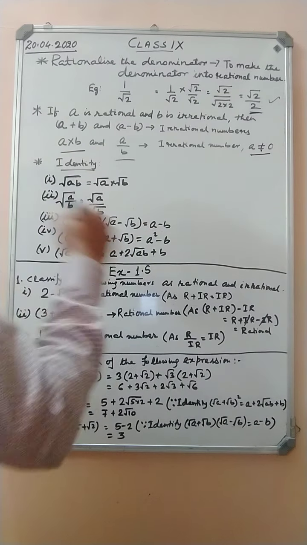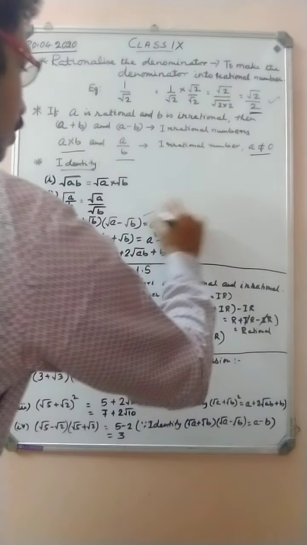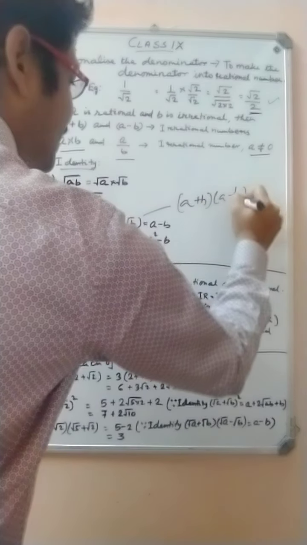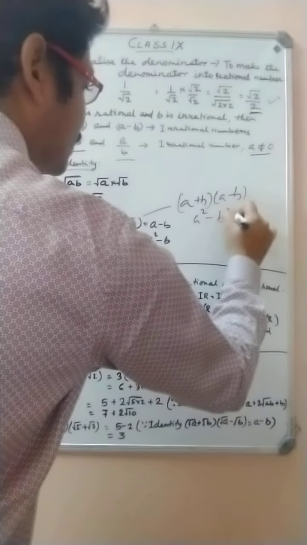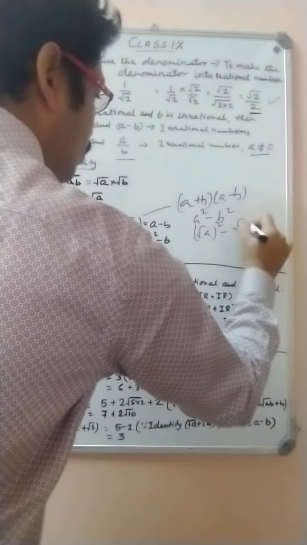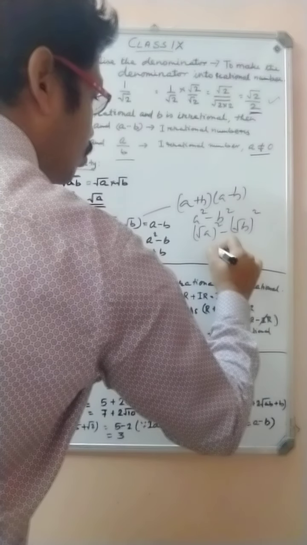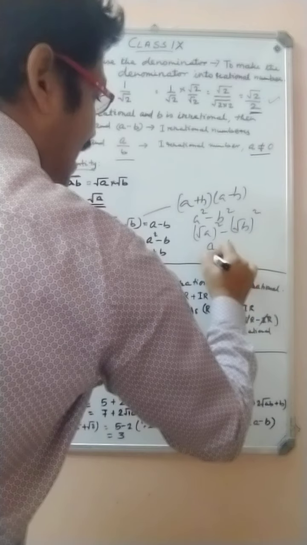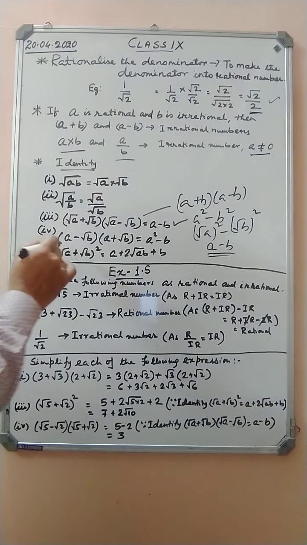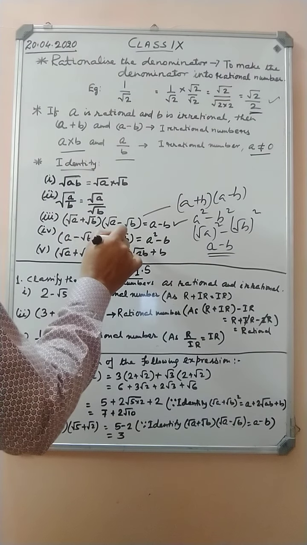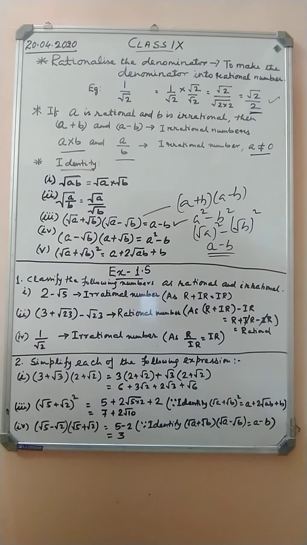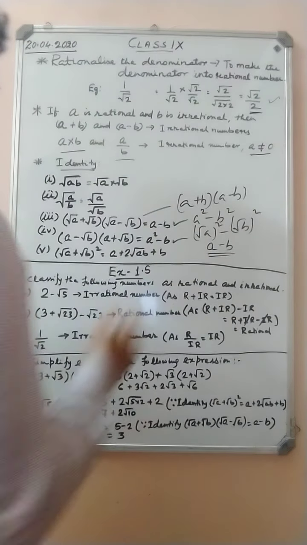This is the direct formula, or you can also do it in this way: the A plus B into A minus B formula we have studied in standard 8 is equal to A square minus B square. So that is equal to root A square minus root B square, which is A minus B. Either you can do it in this way or the direct formula is this. Similarly, root A minus root B into root A plus root B is A square minus B square, so root A square is A and root B square is B.